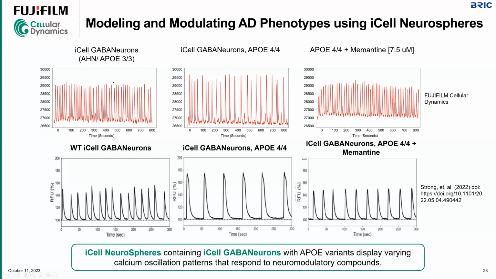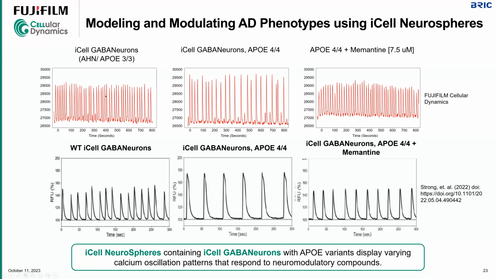So here you have a beautiful pattern for healthy iso GABA neurons with the ApoE33 isoform. You have a disrupted pattern with ApoE44, because ApoE44 is highly disruptive to calcium oscillations. And when you treat this disease model with memantine, you can see that this anti-Alzheimer's disease compound is reversing the calcium oscillation pattern, repairing it back to the healthy one.